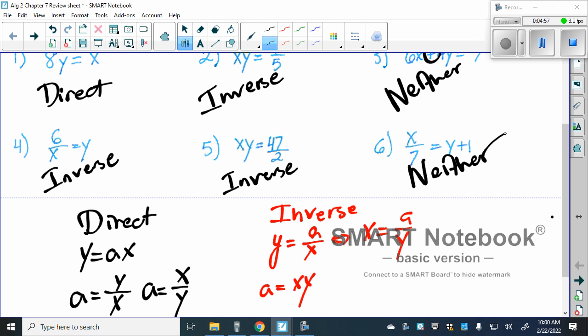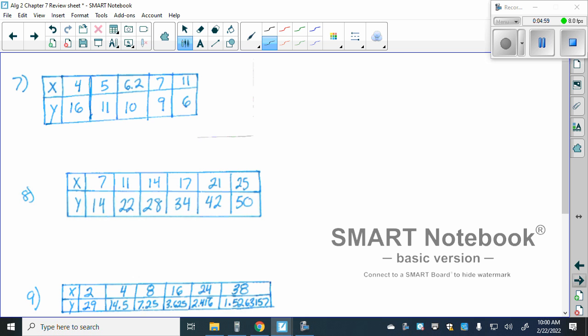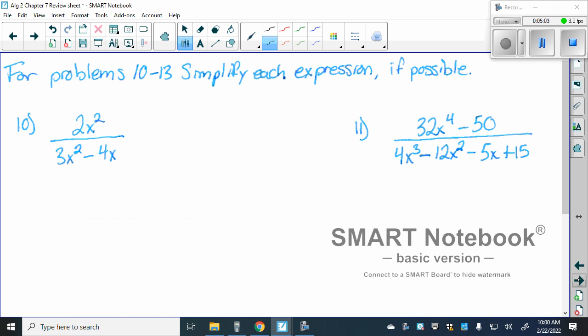7 through 8 are not on the test, because it's still using those same proportions, but time-wise, I didn't really add anything.